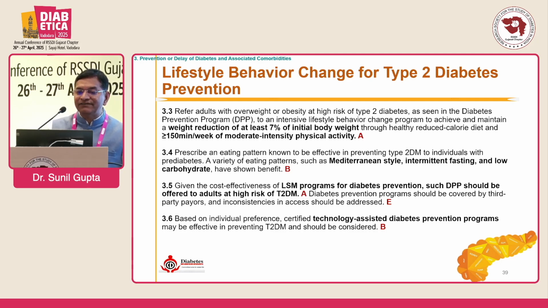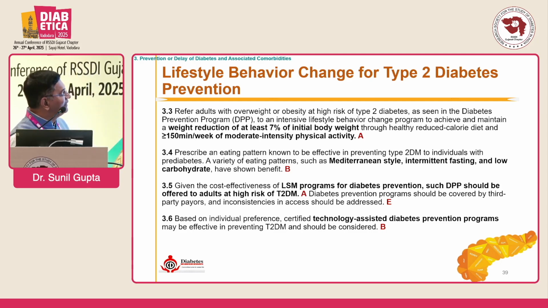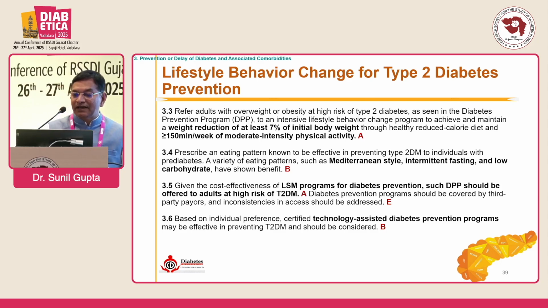Then you have the lifestyle behavior changes in prevention. You have to see that weight reduction of at least 7% of initial body weight will certainly help you to postpone the disease, along with the 150 minutes walk. Now they say 200 minutes or 250 minutes of walking is being recommended.